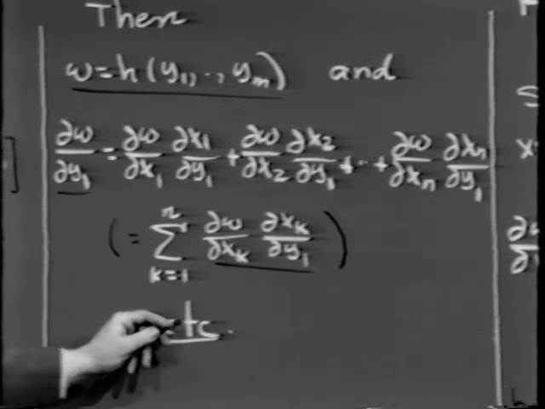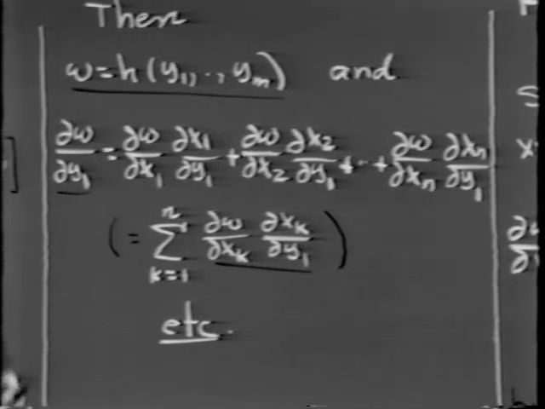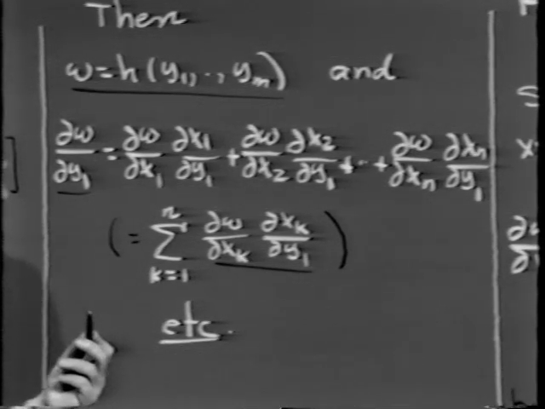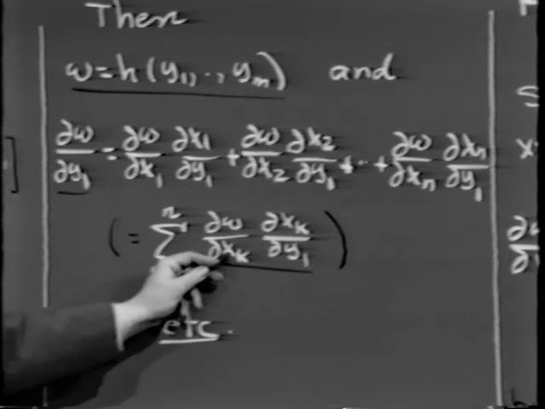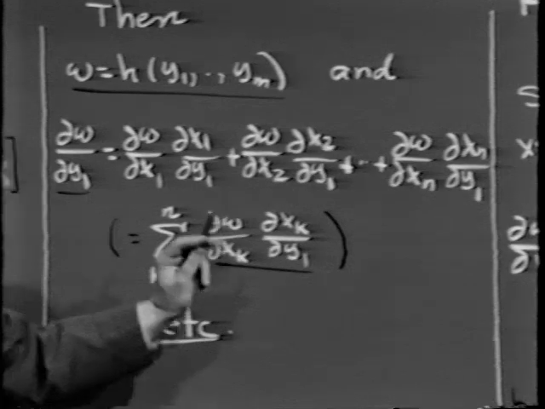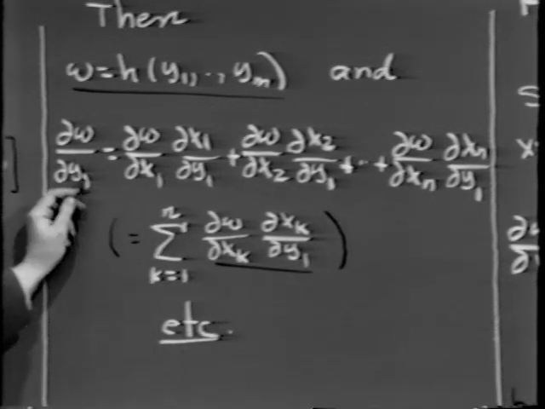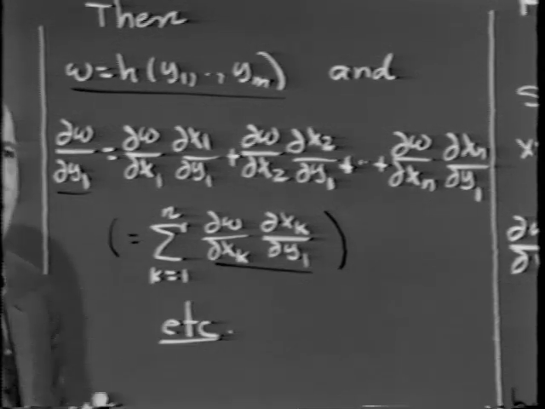And I write etc. here simply to point out that I could have computed the partial of w with respect to y2 instead of y sub 1. By the way, the recipe would have looked exactly the same, except that if there was a 2 here, there would have been a 2 here. If there were a 3 here, there would have been a 3 here. If there were an m here, there would have been an m here.